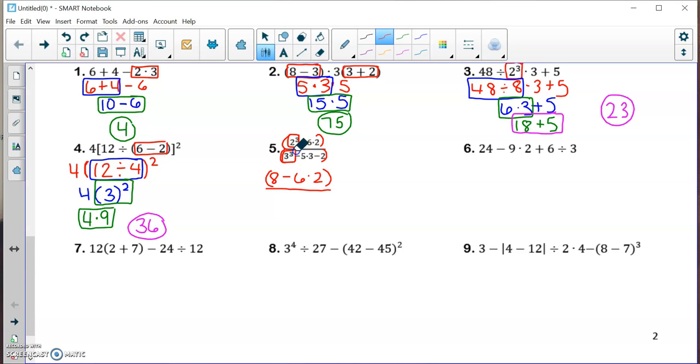A 3 to the 3rd power is a 3 times a 3 times a 3, which is a 27.